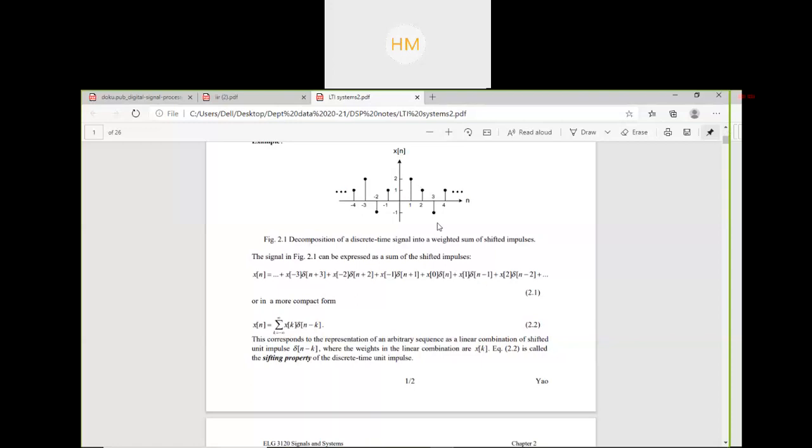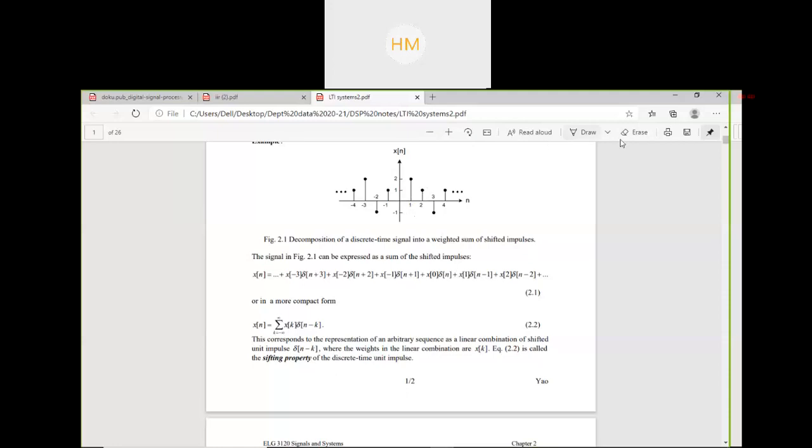So x of n is equal to, starting from x of minus 4, minus 3, minus 2, minus 1, x of 0. So this is my x of 0 del of n. Whatever the value of x of 0 is will be multiplied to the del of n. x of 1 del of n minus 1 means n is equal to 1. So this is my impulse.